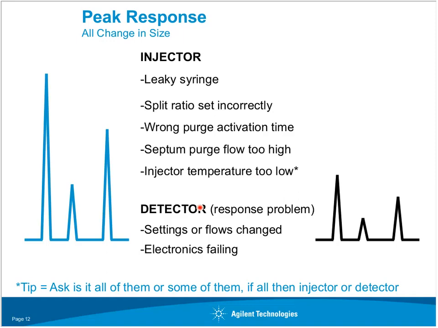What might cause this on a detector? The settings or flows have changed, and the electronics could be failing. So again, it's important to look at everything in this case to make sure you've covered your bases. And again, I can't emphasize how important it is to have some type of flow measuring device, even if it's a manual bubble flow meter, to double check the flows at different times.